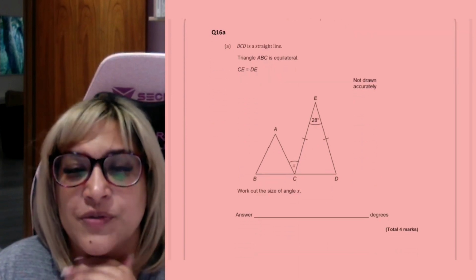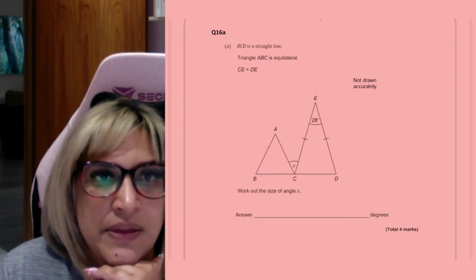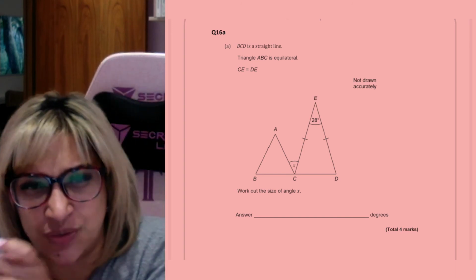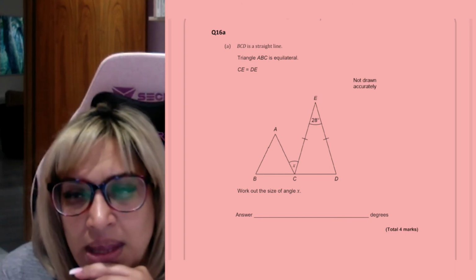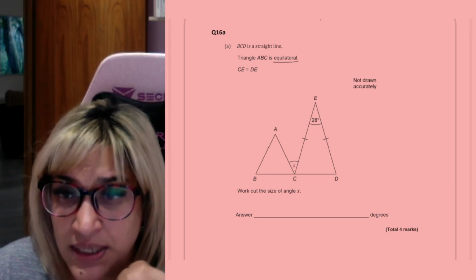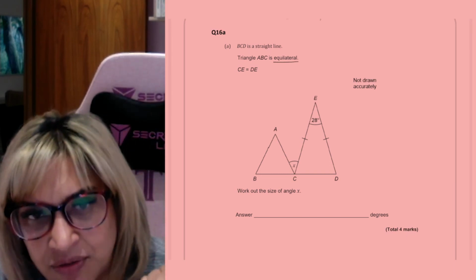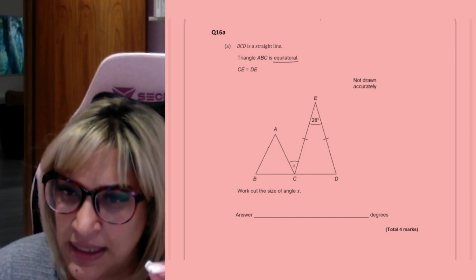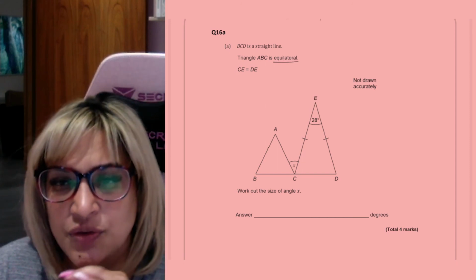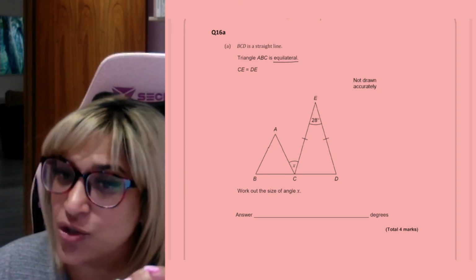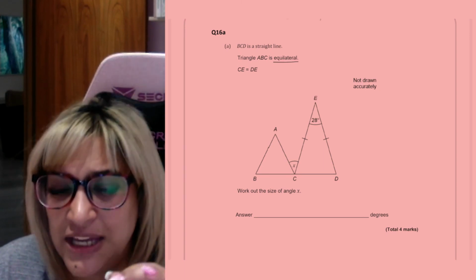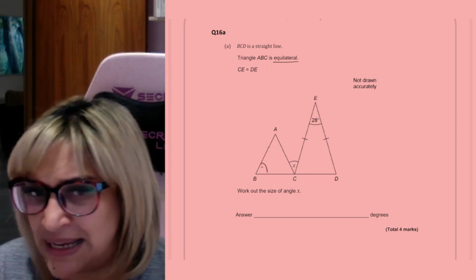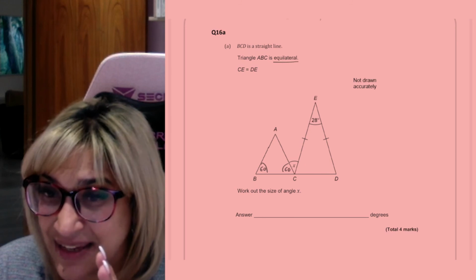Okay, so we've got our final question now, which has an equilateral triangle attached to an isosceles triangle. Equilateral means all the sides are the same and all the angles are the same. So 180 divided by 3 gives you 60. So the angles in an equilateral triangle are equal to 60 degrees. So every single one of those angles is exactly the same.